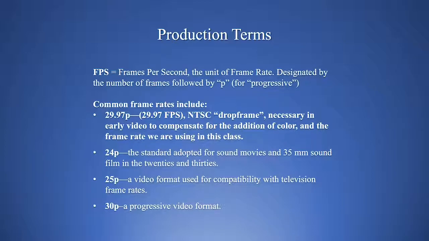24p is the standard that was adopted for sound movies and 35mm sound film in the 20s and 30s. 25p is a video format that is used for compatibility with television frame rates. And 30p is a progressive video format.